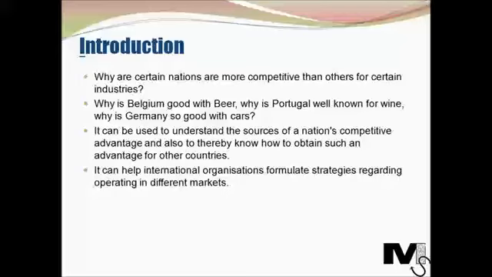Why is Portugal well known for wine? Why is Germany so good with cars, and so on? It analyzes why certain nations or marketplaces are better equipped than others to harbor certain types of industries. It can be used to understand the source of a nation's competitive advantage and also thereby know how to obtain such an advantage for other countries. It can help international organizations formulate strategies regarding investing and operating in different markets.